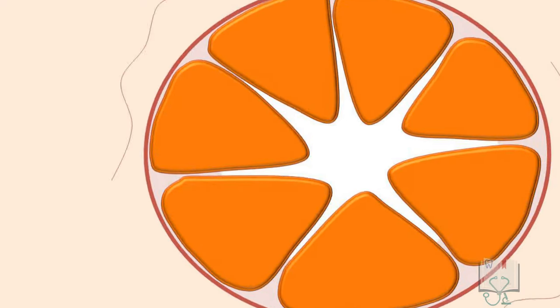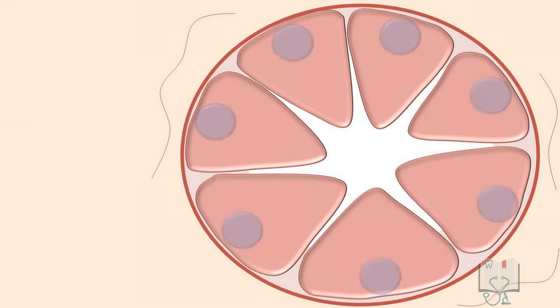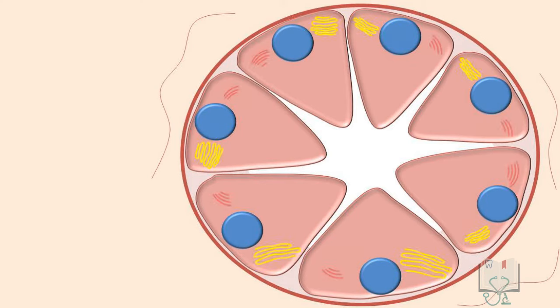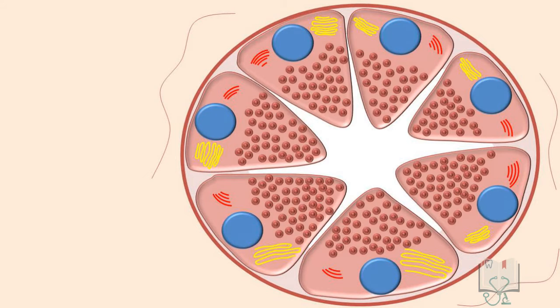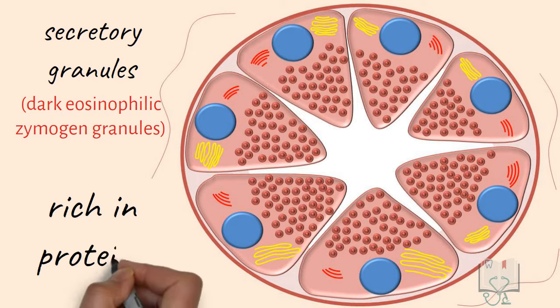If we take a closer look, the cell membrane of these cells towards the lumen is not smooth but shows numerous short microvilli. On looking inside the cells, we see a spherical nucleus placed at the basal region with most of the cell organelles like rough endoplasmic reticulum and Golgi complex. In the apical part, there is accumulation of secretory granules which are rich in proteins.